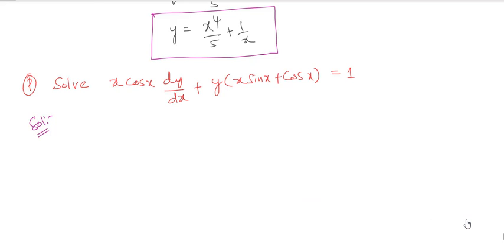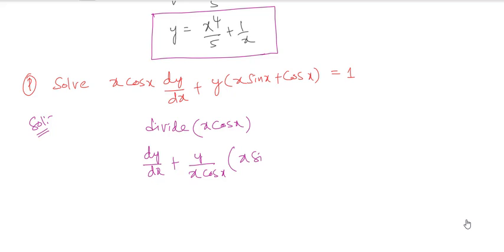How will you solve this problem? If you want to convert that into the form of a linear equation in x or y, you have to divide overall by x cos x. So divide with this one. This will get cancelled. You will have dy/dx + y/(x cos x) into (x sin x + cos x), which is equivalent to 1/(x cos x).